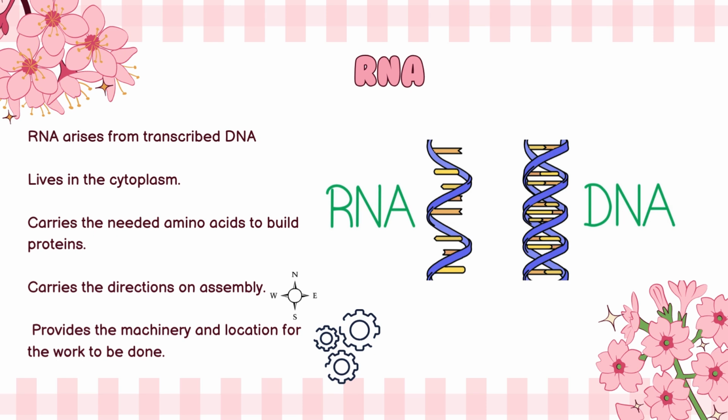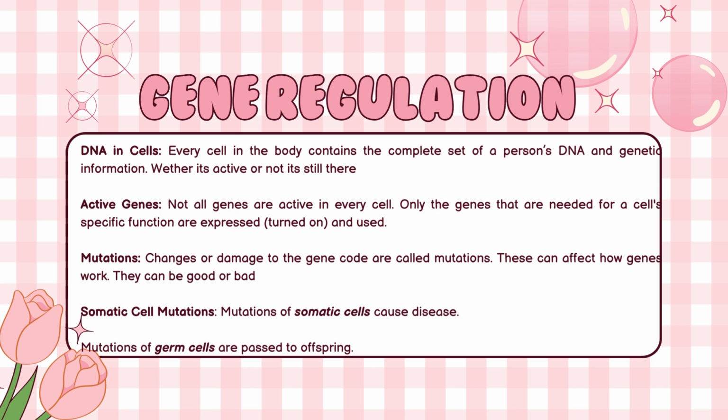RNA arises from transcribed DNA, and it lives in the cytoplasm. It carries the needed amino acids to build proteins, and it carries the directions. So when you think about protein, you can think about RNA. So gene regulation, we kind of already talked about the active genes and the DNA in cells and the mutations. But keep in mind, somatic cell mutations cause disease for you, but mutation of germ cells, they cause disease and they can be passed off to your offspring.